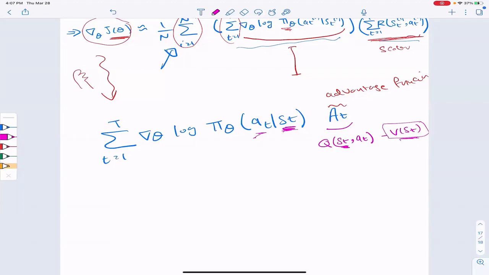There are many different ways to estimate a good advantage function that doesn't have a huge variance. I'm not going to go into the details, but roughly speaking, again, I'm being a bit hand wavy here, the way it works, you run your older policy for a few steps and have an estimate for the value and for the Q, and use that as your advantage function. This is usually called temporal difference learning. But there are many other strategies to estimate a good advantage function.